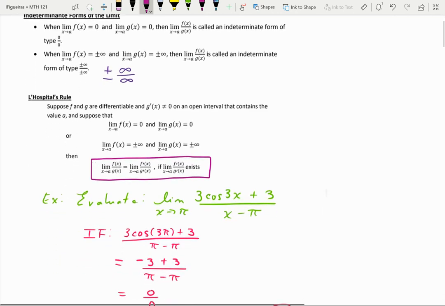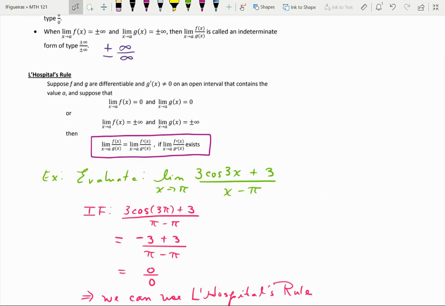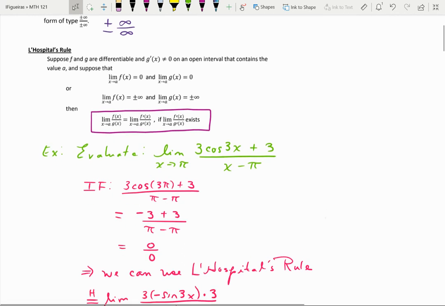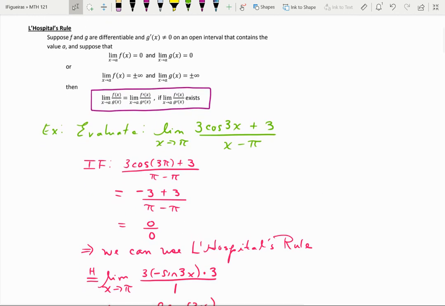So here's our first example. I have the limit as x approaches pi of 3 cosine of 3x plus 3 over x minus pi. First, let's figure out the indeterminate form. You cannot use L'Hopital's rule automatically until you prove that it's either in the form of 0/0 or plus or minus infinity over plus or minus infinity.